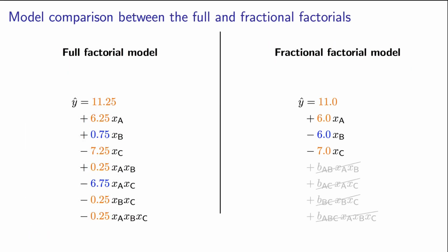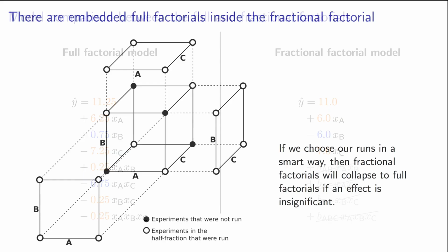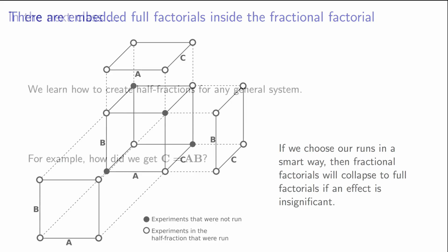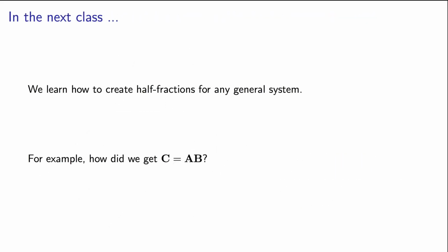That's where we're going to leave the class today. We've shown you the endpoint, that when you do half the work, you lose a bit of accuracy in your model, but there's a great built-in backup strategy in the clever selection of which half of the work to do. I guess you could say, at least be smart about which half of the work to do. In the next class, we're going to learn the technical terms and the mechanics around creating these half fractions.